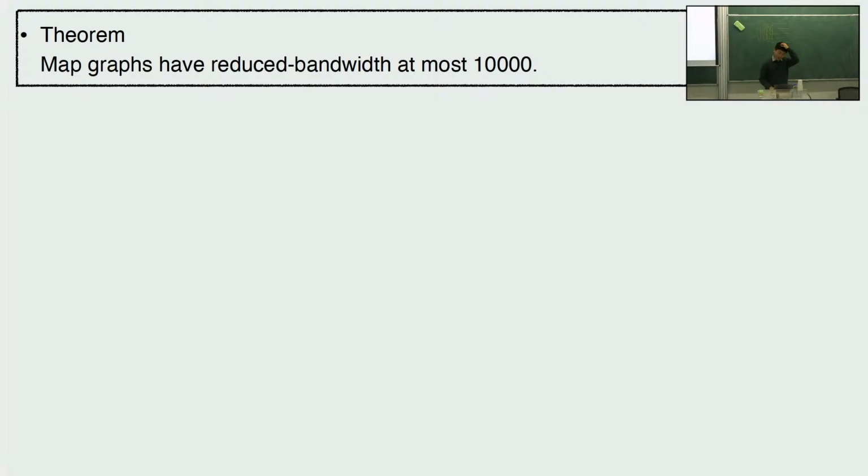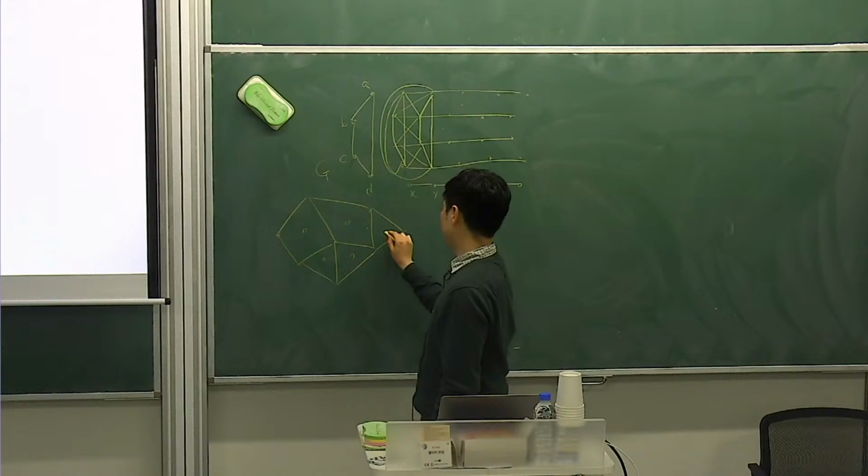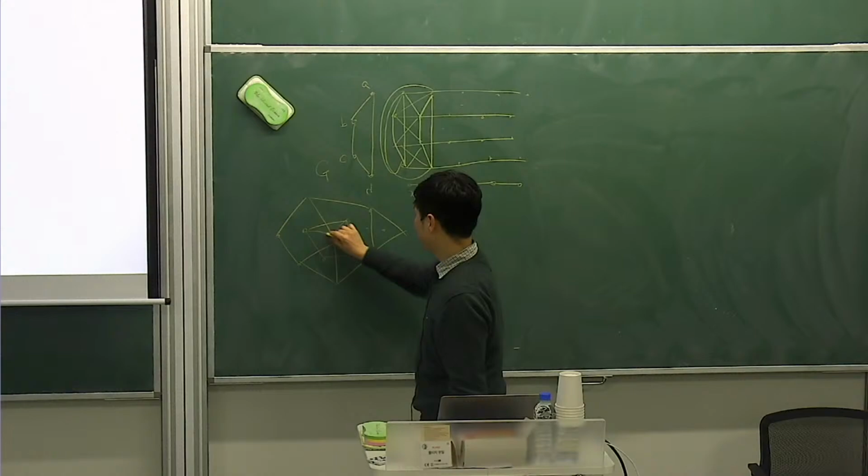And for the map graphs, maybe I didn't write the definition of map graphs. The definition of map graphs is that you consider a planar graph, and you pick one vertex for each face, and then you add an edge if the corresponding faces share any point, at least any point. So here this four faces, the four vertices become a clique, and then you have something like this.